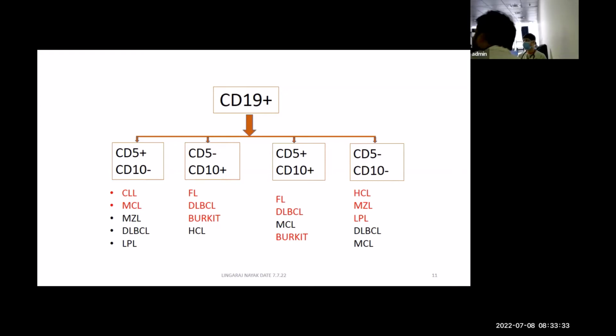Now, rarely DLBCL, MCL also can be negative, but don't go to the rarer part first. Understand what is there in the red. That is the most common situation. Now, you may have aberrations, and you have to again correlate clinically, but that will not be the chunk of your cases. The chunk of your cases, you can get from CD5 and CD10.